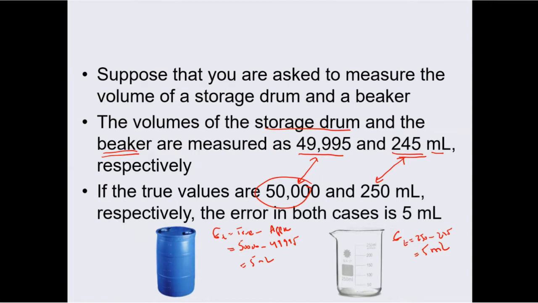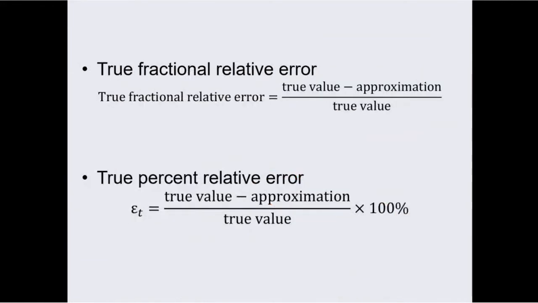Now, of course, we can realize that having a true error of 5 ml in 50,000 ml is not the same as having a true error of 5 ml in 250 ml. Both of these are not the same errors when we want to compare them. A better way of looking at the error is using the relative error, whether you use it as a fraction or whether you use it as a percentage.